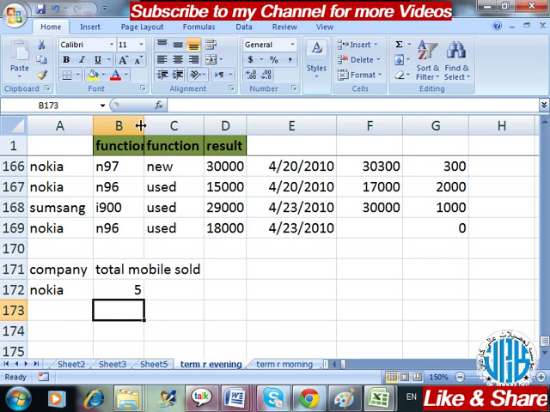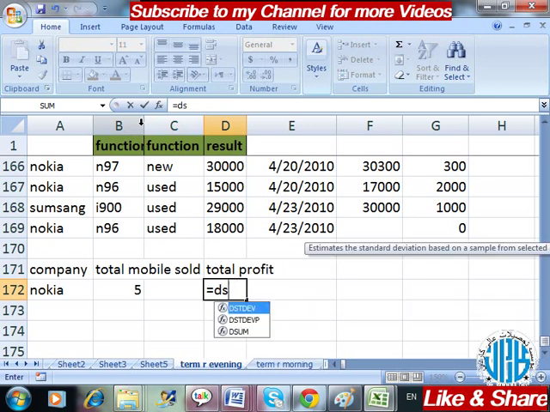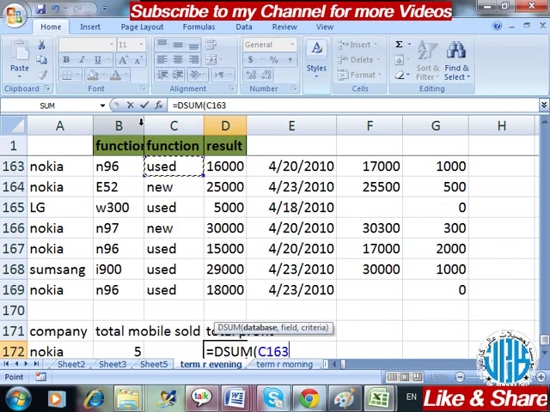On that date, how many? But right now, how much money have I earned on Nokia mobiles? So the sum function I'm going to use, or not? And the criteria will be what? Company will be Nokia. Look over here: total profit is equal to the DSUM function and database.